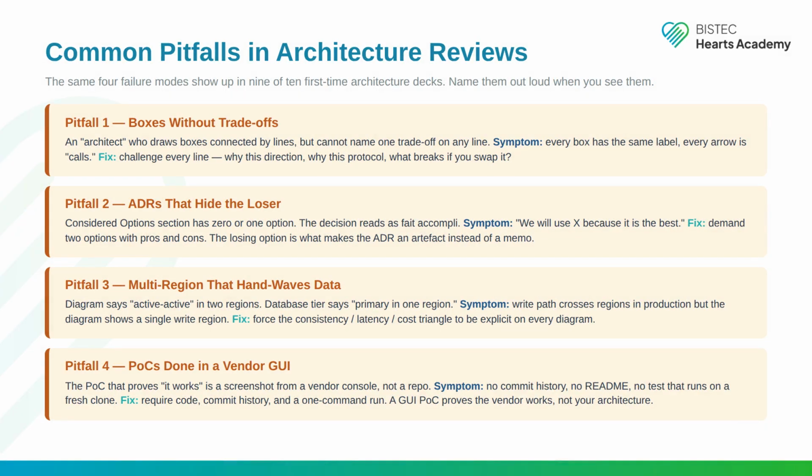The same 4 failure modes show up in 9 of 10 first-time architecture decks. Name them out loud when you see them. Pitfall 1: boxes without trade-offs. An architect who draws boxes connected by lines, but cannot name one trade-off on any line. The symptom: every box has the same label, every arrow says calls.